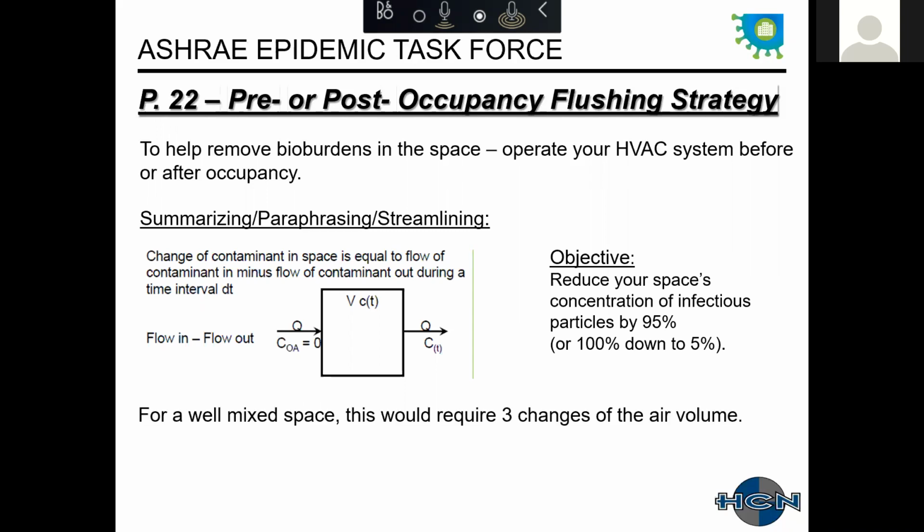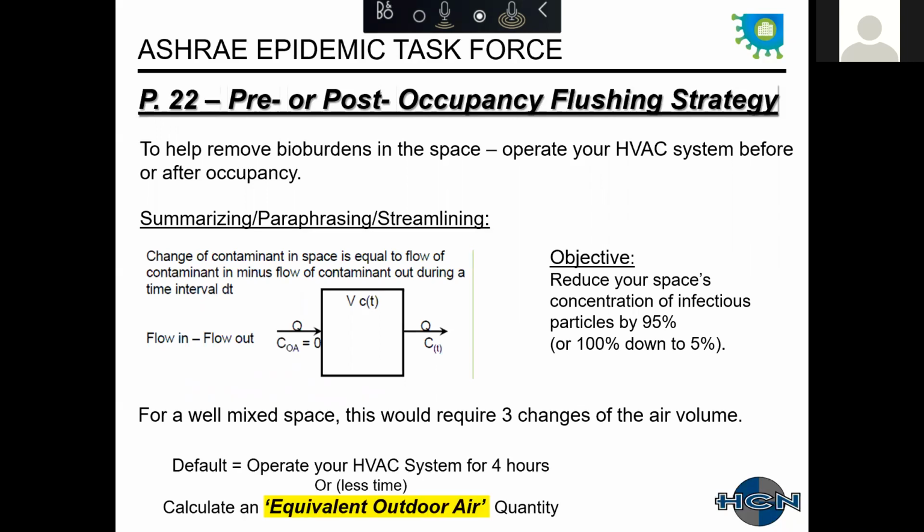For a well-mixed space, they're saying that this would require 3 air changes per hour. The default is that you could operate your HVAC system for 4 hours before or 4 hours afterwards to properly flush the space. Or, as we'll go through, if you calculate your equivalent outdoor air quantity, you can reduce that 4 hours down to a certain number of minutes, et cetera.